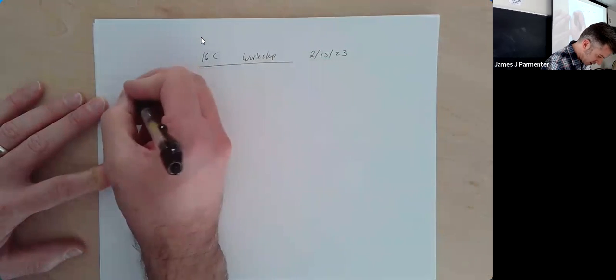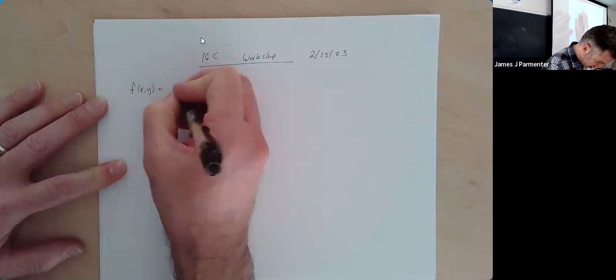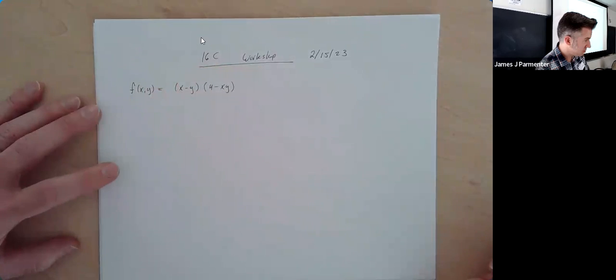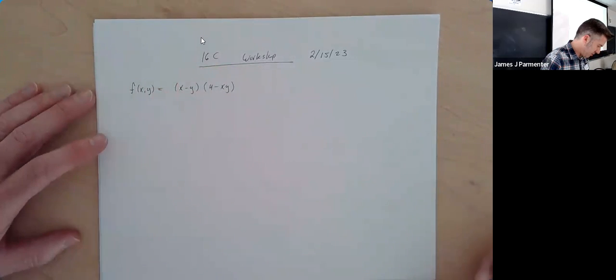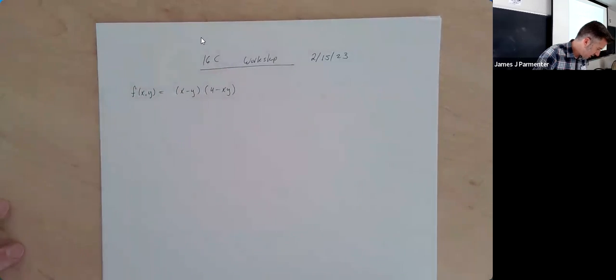So for my number 6, my function is the following. It's x minus y times 4 minus xy. What do you have too? I'm like, well, maybe I'm going to change it then. No, fine. Okay, so, all right.